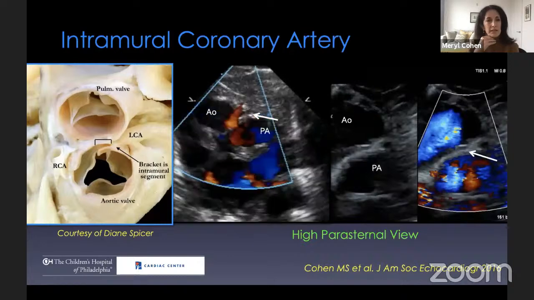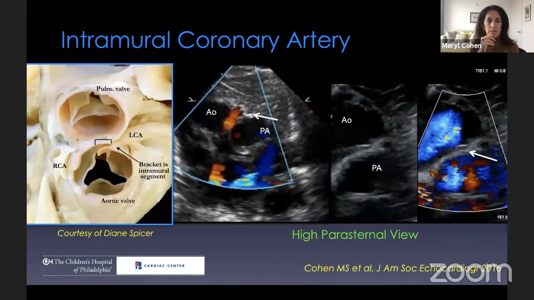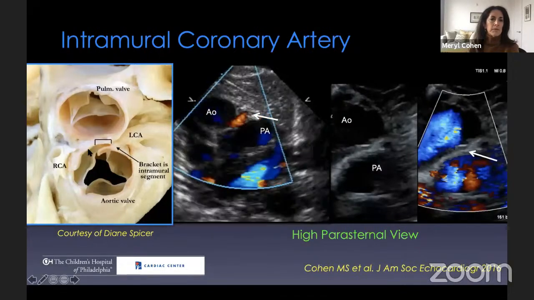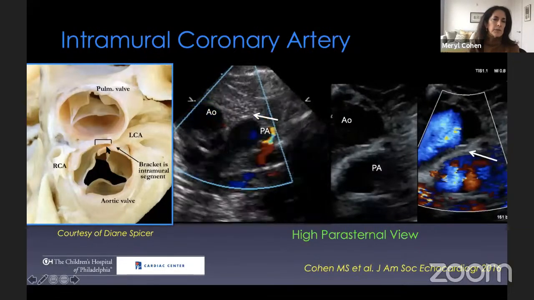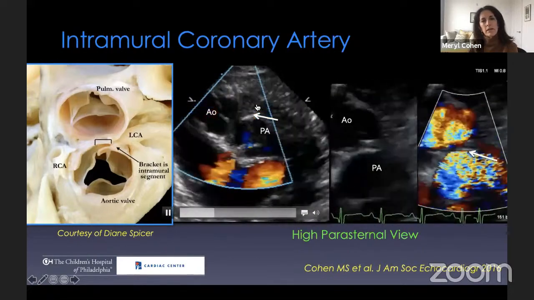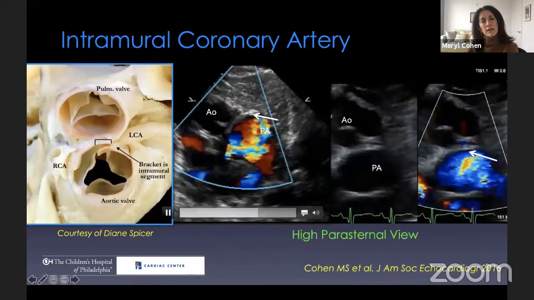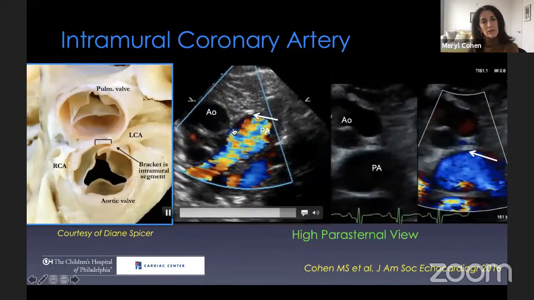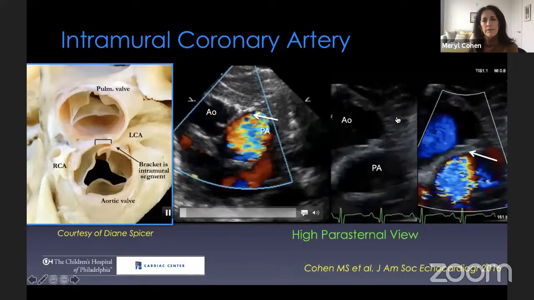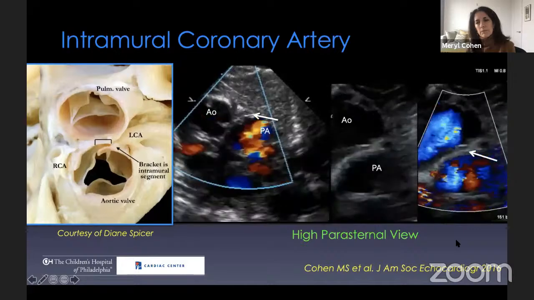And of course, the dreaded intramural coronary artery we can also suspect by echocardiography. Here you see an example of the intramural course it's taking between the aorta and the pulmonary artery. And here in this high parasternal view, you see this echo signal between the PA and the aorta. You see it in this example over here as well in this high parasternal view.